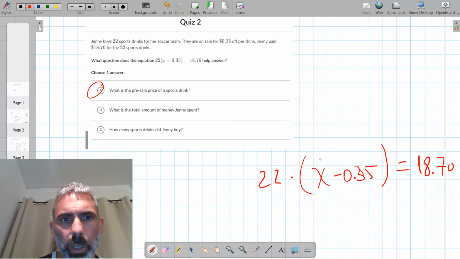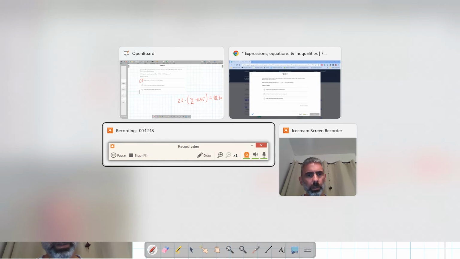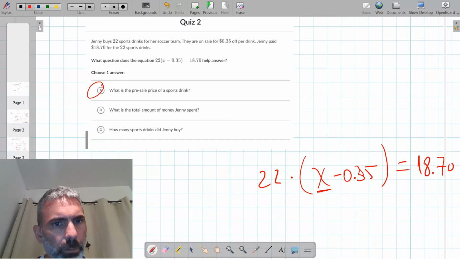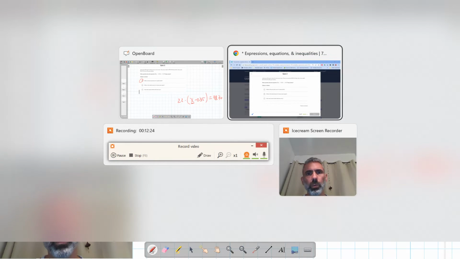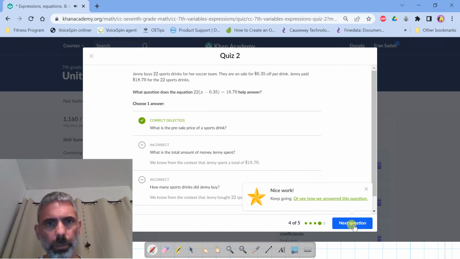Okay, so x here, what is the equation that helps us to find the price of the drink before the sale? No, the total amount that she spent is $18.70. So A is the correct answer. Let's see again, the pre-sale price of a sports drink. One drink. Yeah. Good.